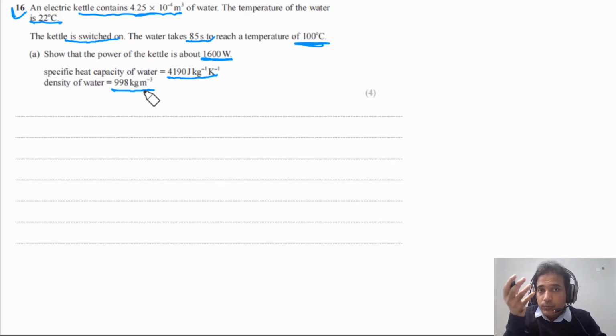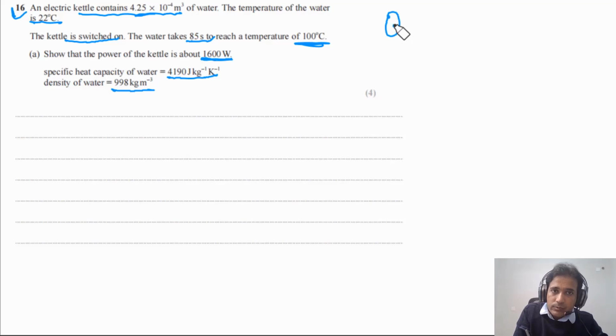So how we can approach this problem? After reading this question, you need to understand that this question is about specific heat capacity. So we will start with specific heat capacity. So simply we will say Q is equal to m c delta T. So this is the thermal energy supplied.